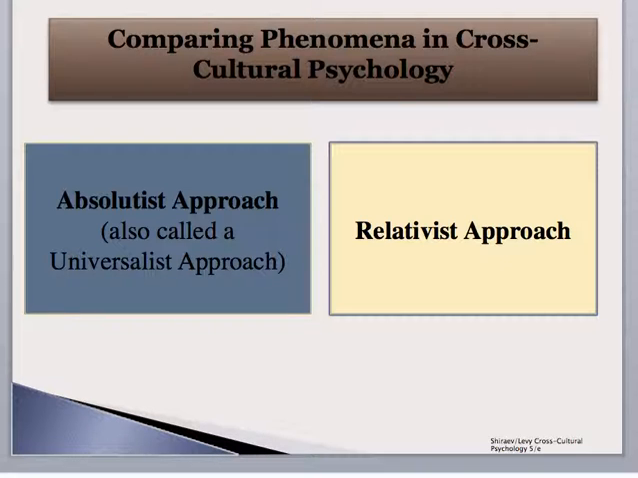The relativist approach suggests that human nature or human behavior, in its full complexity, can be understood only within the context of the culture in which it occurs. So therefore, the scientists should study an individual's psychology from within their own culture.